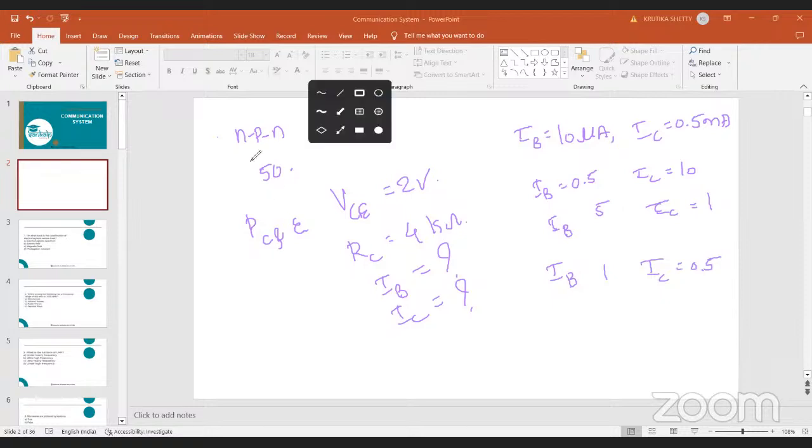What is the question? In an NPN transistor, VCE voltage is 2 volt, RC, that is collector resistance, is 4 kilo ohm. What is the value of base current and the collector current? They have given the beta value, 50, the current gain value. Yes. What is the answer here, students? This is a 2018 question. Is it clear? Question is clear. Is the question clear to everyone?